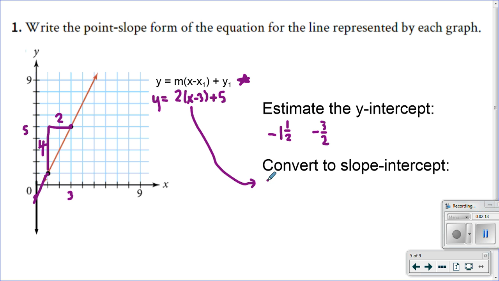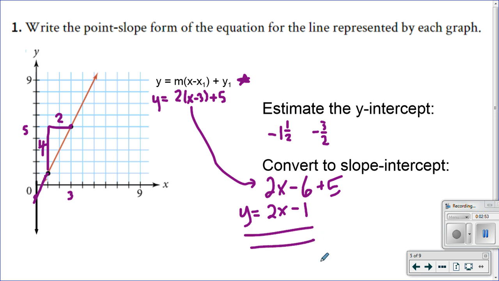First I'm going to distribute. So 2x, then 2 times negative 3, so negative 6, plus 5. Now I'm going to simplify by combining like terms. I have 2x, negative 6 and a positive 5. If I combine a negative 6 and a positive 5, I'm going to have 1 negative left over. So my slope-intercept form is y equals 2x minus 1. So my estimate was a little bit off, because it's hard to estimate when you're just looking at a graph and having to do some guessing. Converting to slope-intercept form gives us an exact y-intercept.